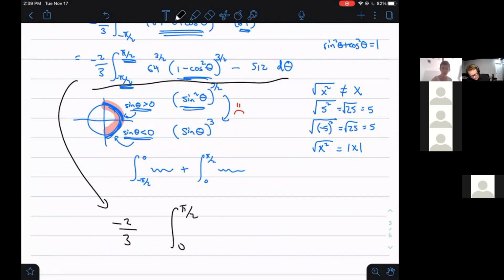And again, this is going to be 512 sine cubed theta, because on this interval it all works out well, minus 512 d theta. And then, of course, whatever that is, we're going to double it in order to get the full volume.